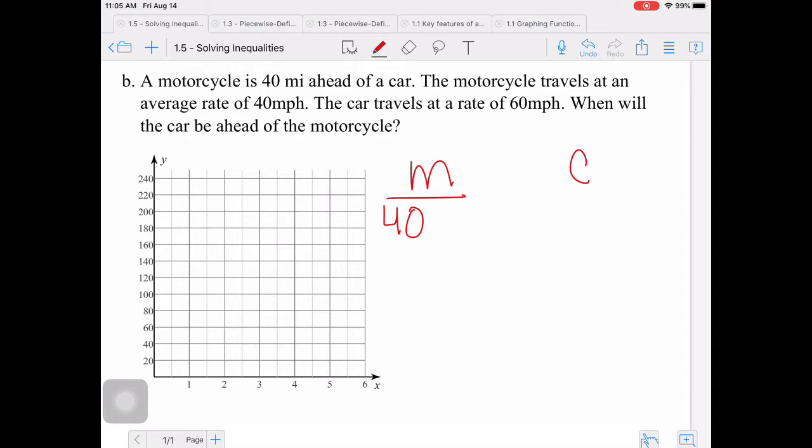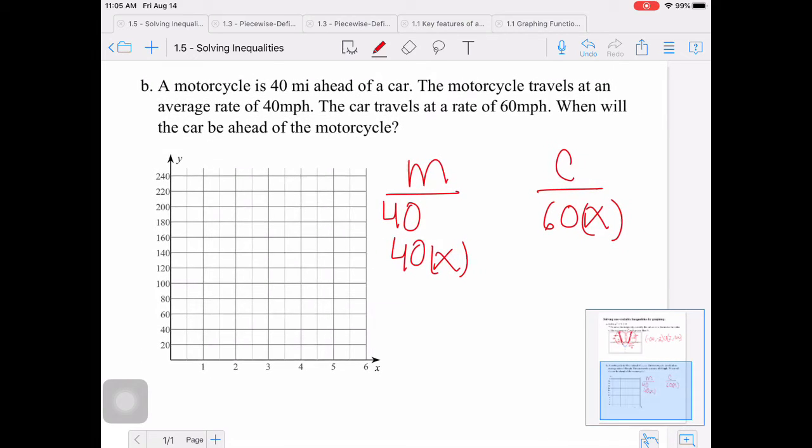The motorcycle travels at an average rate of 40 miles per hour. So we also know that it drives at 40 miles per hour. I'm going to say miles per hour represented by an X. The car travels at a rate of 60 miles per hour. So I know that the car is going to travel at a rate of 60 miles per hour. And again, X is going to represent hours. When will the car be ahead of the motorcycle?